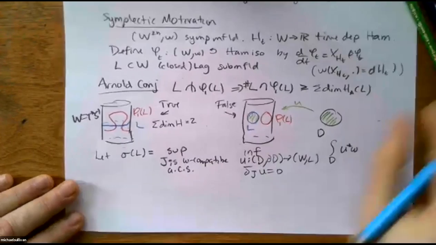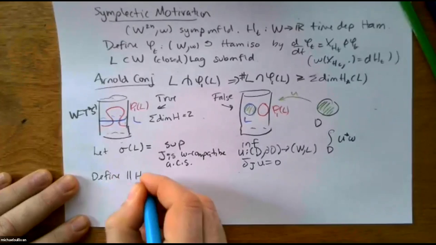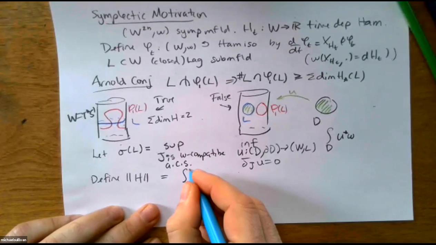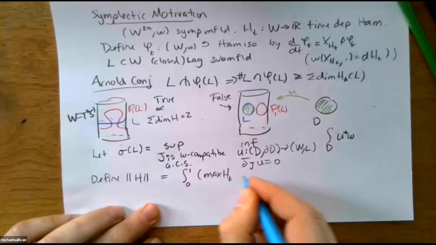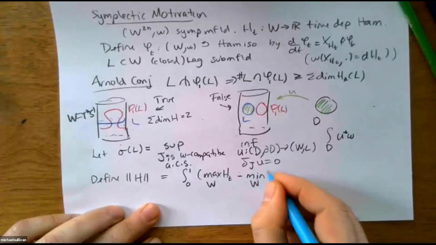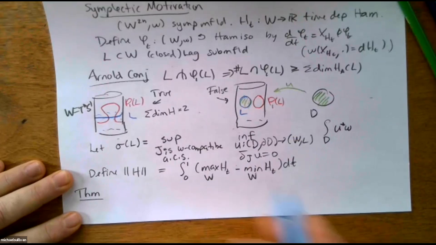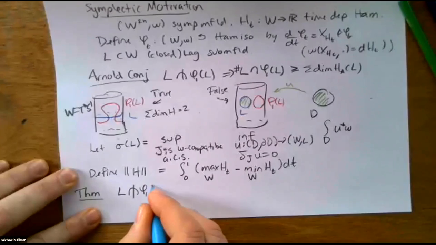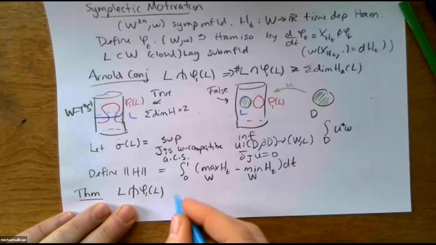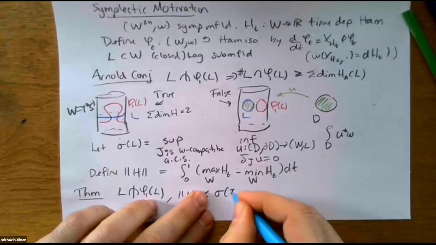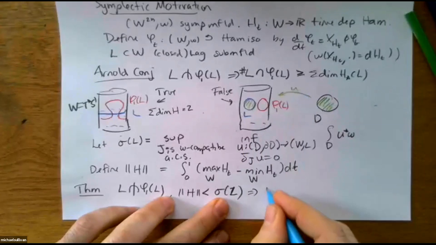And you can also define the Hofer norm for one of these Hamiltonians, which was in the talk this morning, a couple hours ago, but let me just remind you. You take the maximum over W, the symplectic manifold, minus the minimum over W, and you integrate that. And then there's a theorem, due to some people, that supposing L is transverse to its image, and the Hofer norm of the Hamiltonian is less than this quantity, sigma L, then you still have this result that the number of intersection points is greater than or equal to the sum of the Betti numbers.